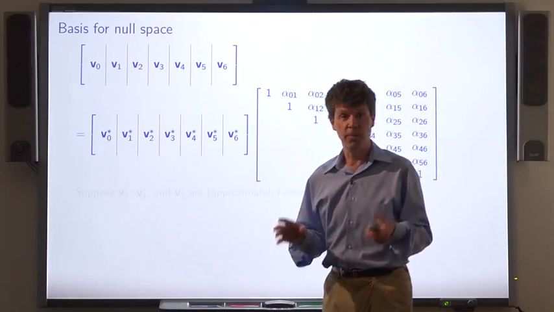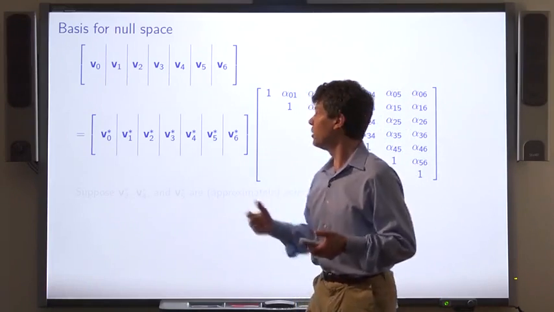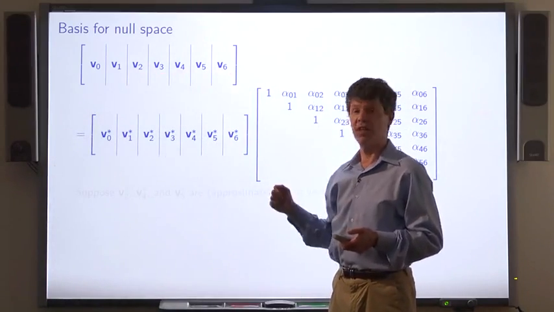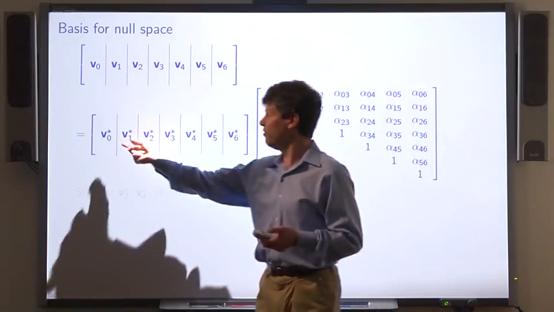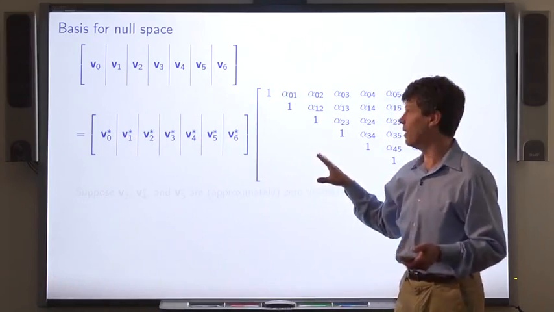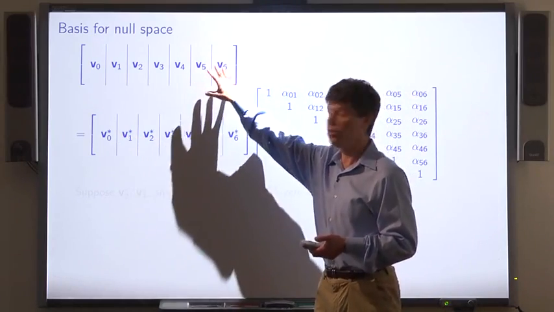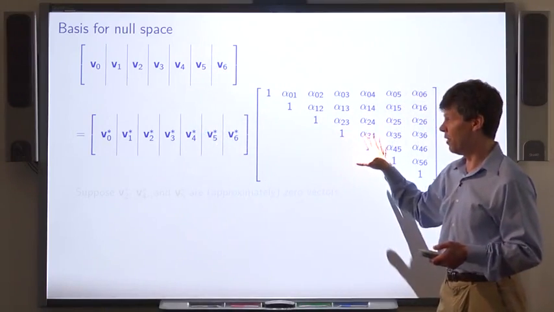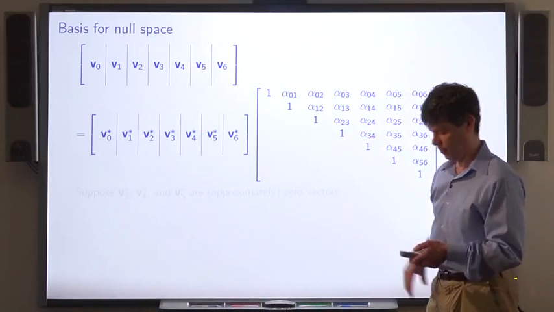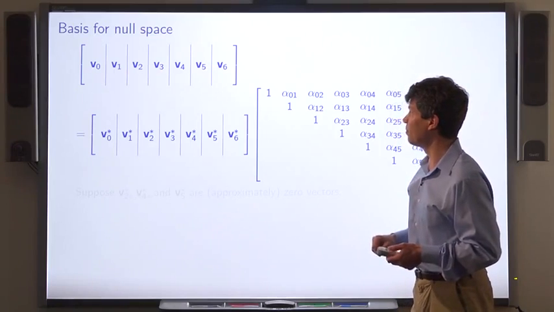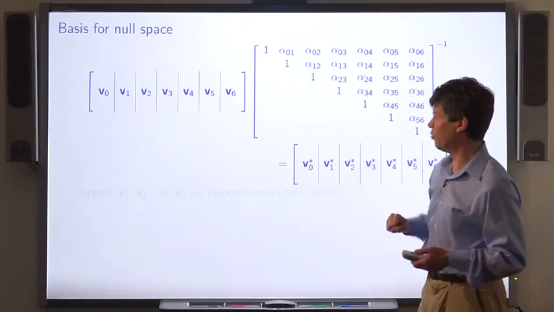I'll illustrate the algorithm through an example. Suppose we supply the vectors v0 through v6 to orthogonalize, and it outputs the vectors v0 star through v6 star. So this is the relation between them. The matrix consisting of the input vectors is the product of the matrix consisting of the output vectors times this invertible matrix. We can move the invertible matrix to the other side, multiplying by its inverse.